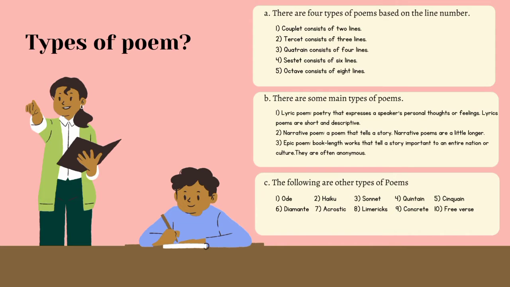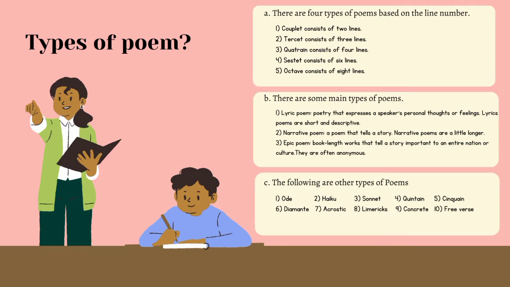Number 3. Type of poem. A. There are 5 types of poem based on the line number. 1. Couplet consists of 2 lines. 2. Tercet consists of 3 lines. 3. Quatrain consists of 4 lines. 4. Sestet consists of 6 lines. 5. Octave consists of 8 lines. B. There are some main types of poem.